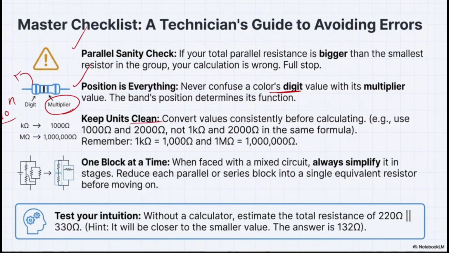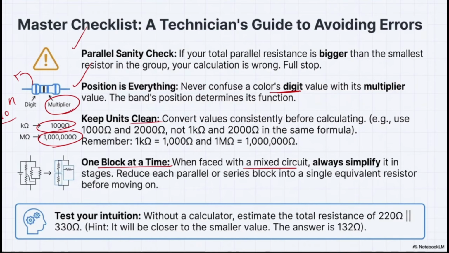Try to keep your units clean, okay? Have the kilo ohm as 1000 ohm. When you have the mega ohm, 1 million ohms would be a little bit challenging, but you can convert it to kilo ohm. Most of the time, mega ohm comes with another kilo ohm, so you can simplify that, but still make sure that you're completely fine with everything, because we don't want you to have any problem. And finally, one block at a time.